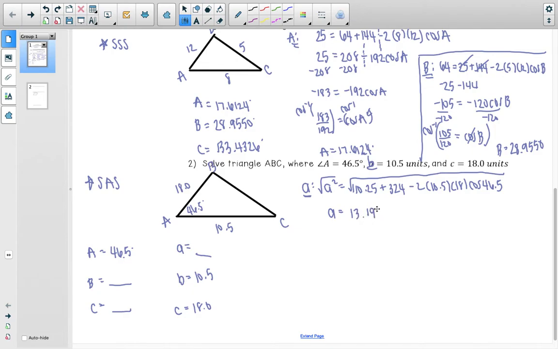13.19. Oops. I have it in my notes to 3 decimal places, and I keep forgetting, so I need to do it. 110.25 plus 324 minus 2 times 10.5 times 18 times cosine of 46.5 is 13.1929. Okay.